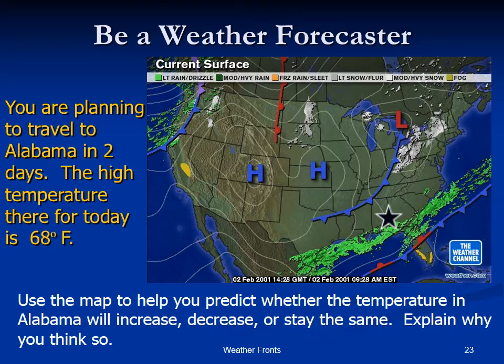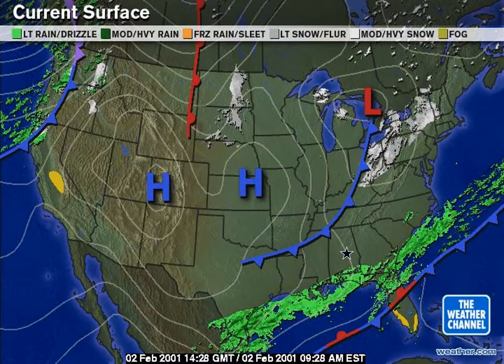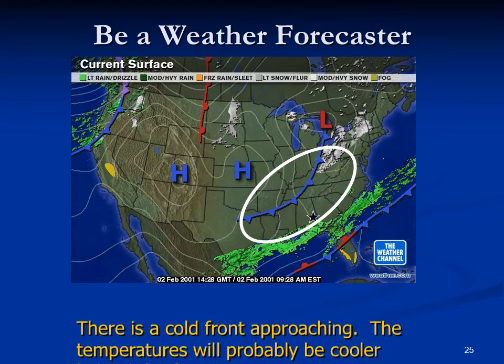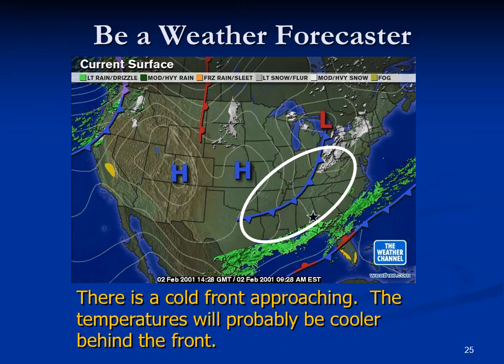Take a minute to look around Alabama and see what kinds of fronts are around there that could affect the weather in Alabama right now. What do you see that is getting closer to Alabama? Which kind of front? There you go. It's a cold front. So cold air is moving into Alabama. Temperatures will most likely be cooler behind the front.